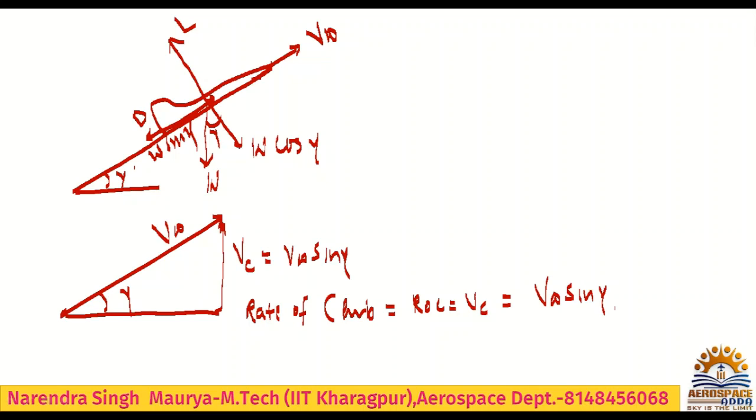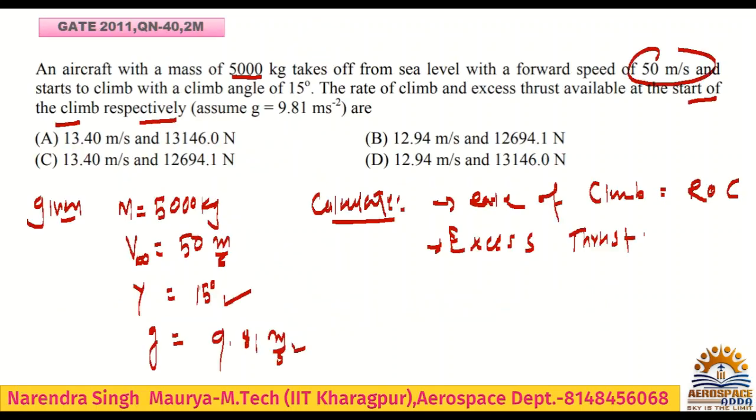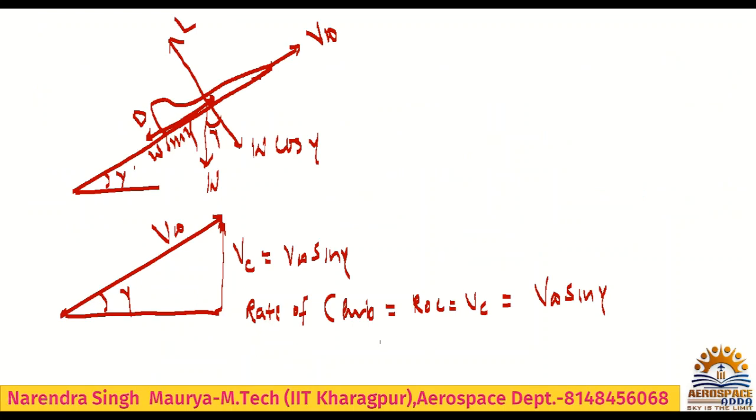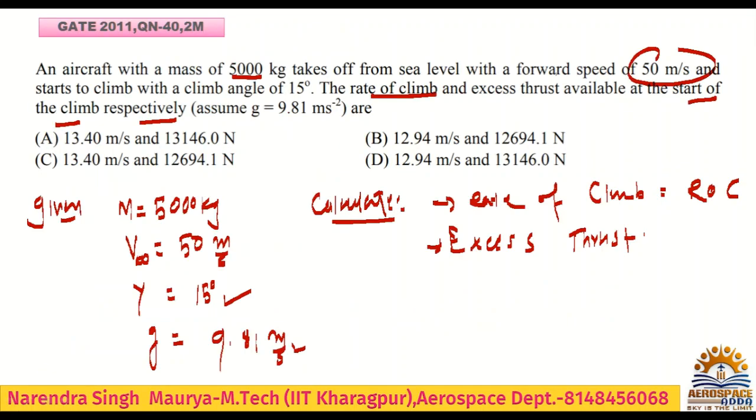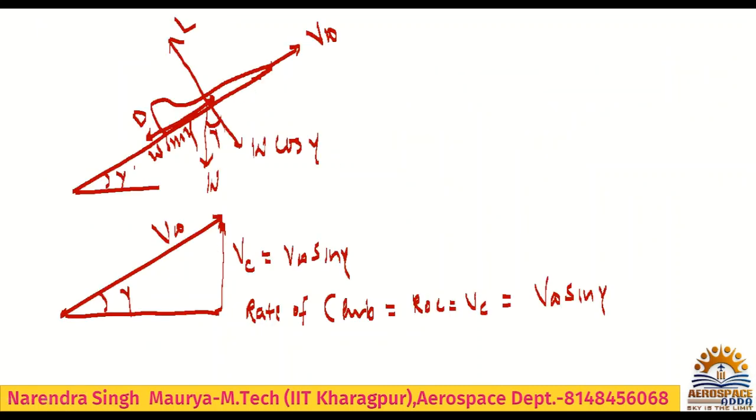Anyway, now here they have first asked what the rate of climb is. So first we'll calculate the rate of climb. From this you can calculate. Second, because they have asked for excess thrust, I will write the equation first. I will completely resolve the components and show you. So what is L? L is nothing but W cos gamma.